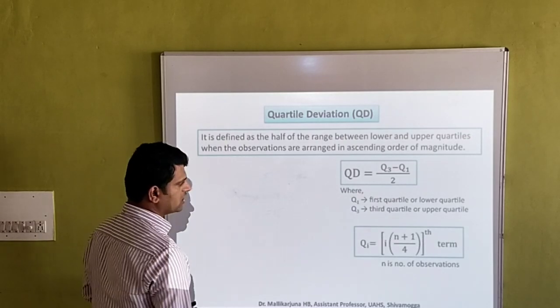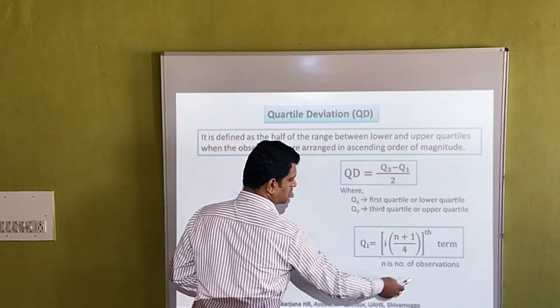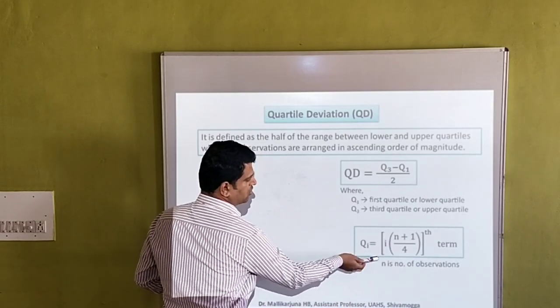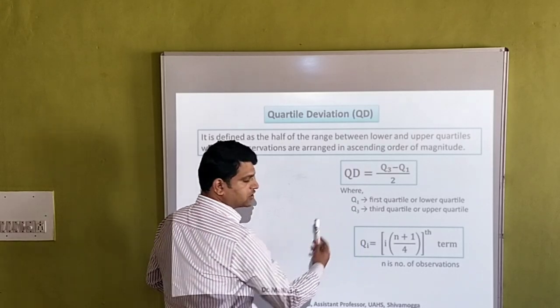In general, we can find Qi equal to the i times (n plus 1) by 4th term. Here n is the number of observations. Instead of i, if you substitute 1, we will get Q1. If I substitute 3, I will get Q3.